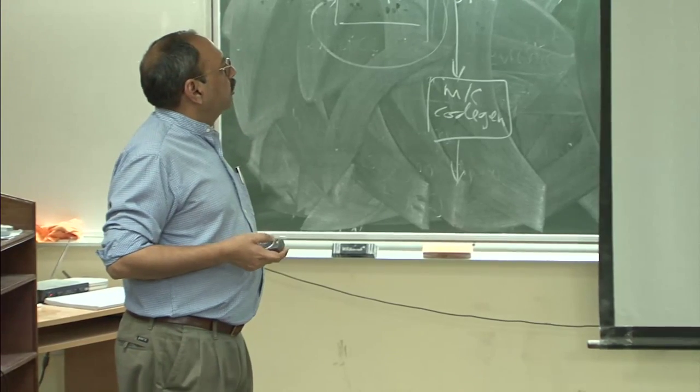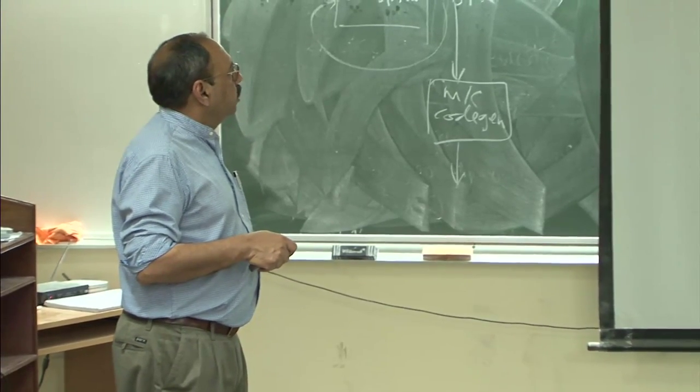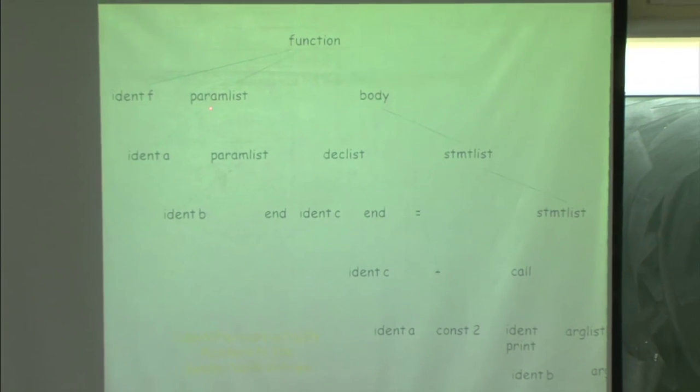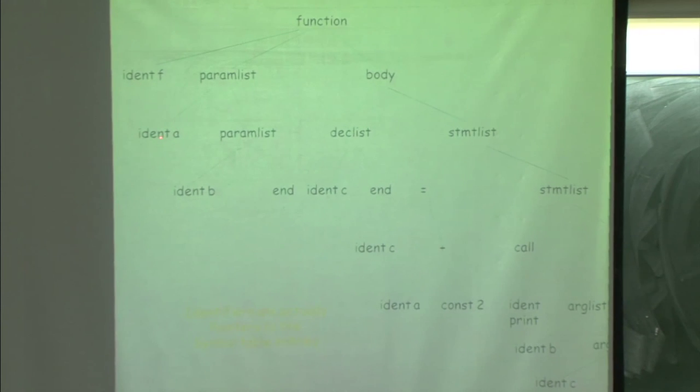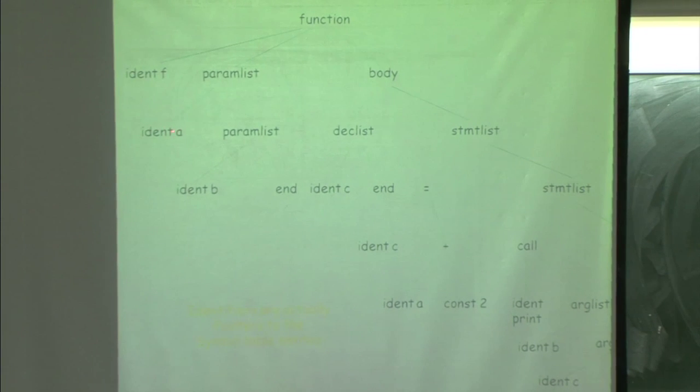So it may look something like this. I may say that I have a function and the identifier is F here, then I have a list of parameters, then I have a body. The parameter list may be given again by a recursive definition. It says that the first argument is A, and again a parameter list, another argument is B, end of it, and then I have the body, and within the body I have declarations and statements and so on.